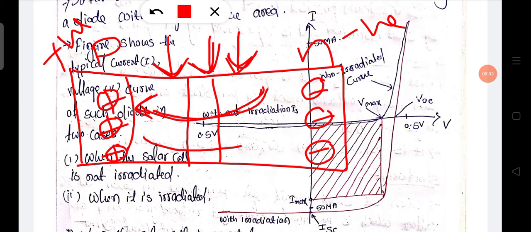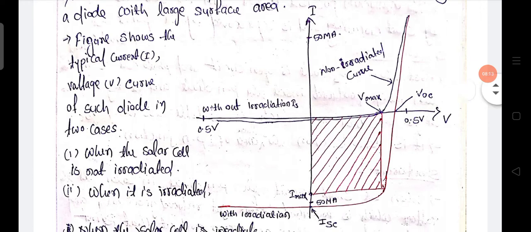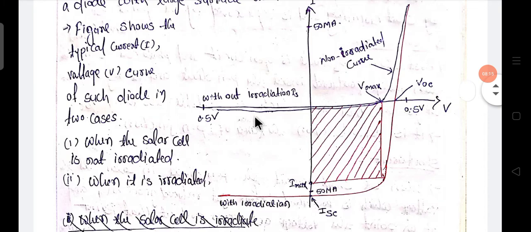So in the open circuit we get our V max, which is slightly smaller than our open circuit voltage. Here you see, this is the open circuit voltage VOC, and this is the maximum voltage, a little bit smaller than VOC.